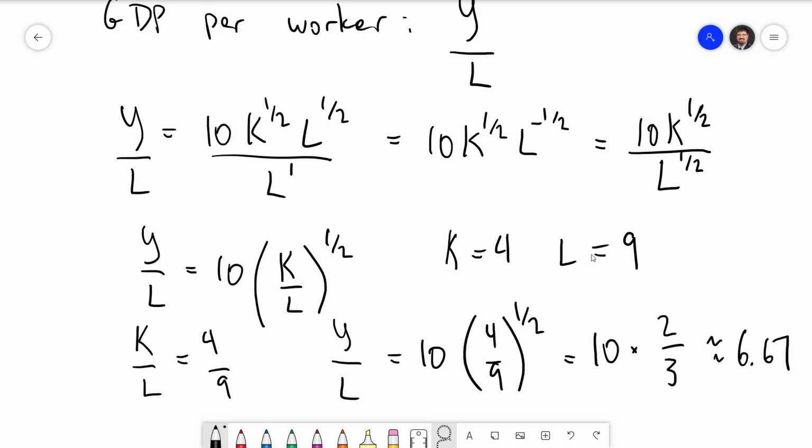These numbers by themselves don't mean a lot, and so we need to compare what happens when K over L goes up. What's going to happen to Y over L? The bigger K over L is, the bigger K over L to the 1/2 is going to be, and so as capital per worker increases, GDP per worker also increases. Likewise, if TFP were to increase, so our 10 were to go up, then GDP per worker would also go up. This tells us that if capital per worker increases or technology improves, the standard of living will rise within a country.